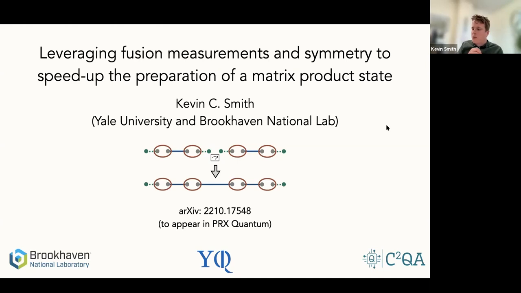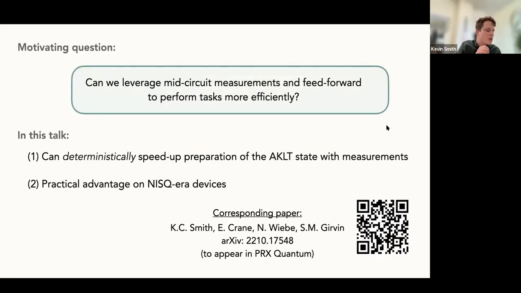However, when we think about today's hardware, more and more we have access to a broader toolbox. We don't just have local unitary gates, we have things like mid-circuit measurement, we have qubit reset, and even classical feed forward, where you're taking the results of measurement and feeding this into the very logic of what unitaries to apply next. And so at a very high level, what this talk is about is the following question. Are there tasks which we can perform more efficiently by leveraging this broader toolbox as opposed to just relying on local unitary gates? So taking advantage of these additional resources such as mid-circuit measurements and feed forward.